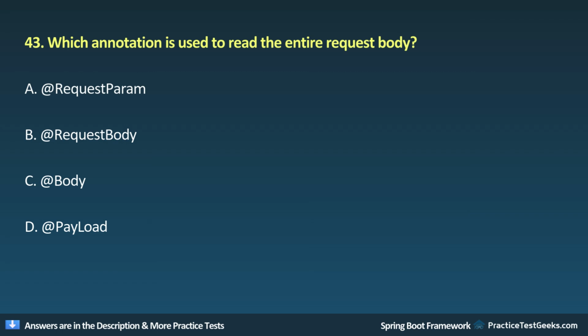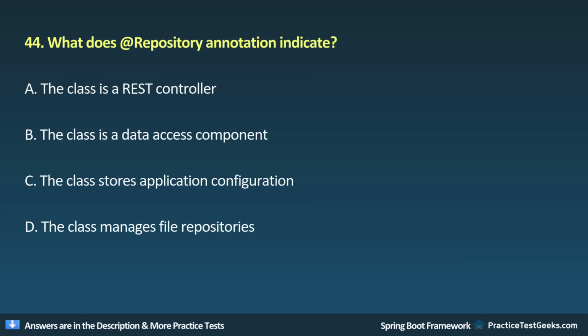A. @RequestParam. B. @RequestBody. C. @PathVariable. D. @Payload. 44. What does the @Repository annotation indicate?